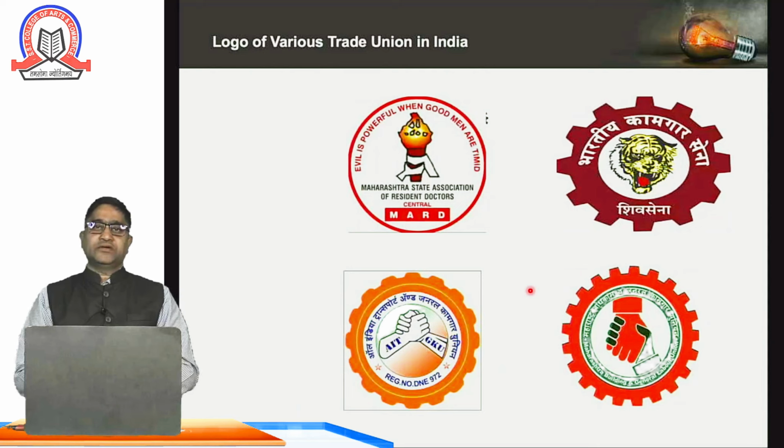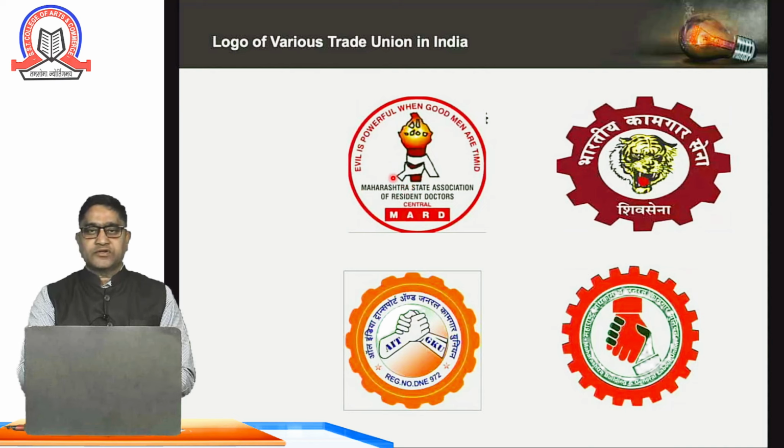Students, recently the doctors went on strike. They are associated with one of the very well-known organizations related to the union, called Maharashtra State Association of Resident Doctors. That is a union of the doctors. They are resident doctors when they are working in hospitals.